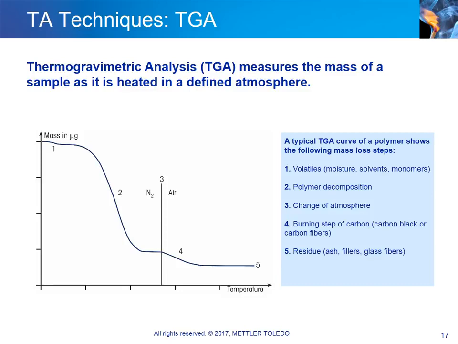The schematic curve on the left shows a typical TGA measurement curve of a polymer. The different effects are numbered next to the curve and explained in the table. These are: 1. Heating begins and volatile components such as moisture and solvent residues vaporize. 2. Decomposition of the polymer. 3. The atmosphere is switched from nitrogen to air. 4. The carbon black burns. 5. A residue consisting of ash, fillers, glass fibers, etc. remains behind.